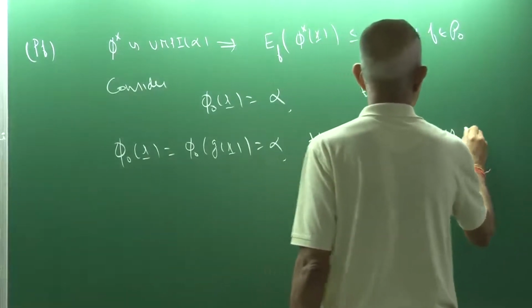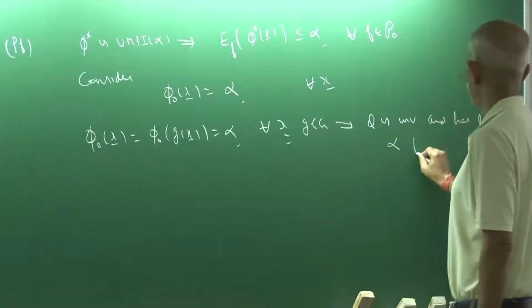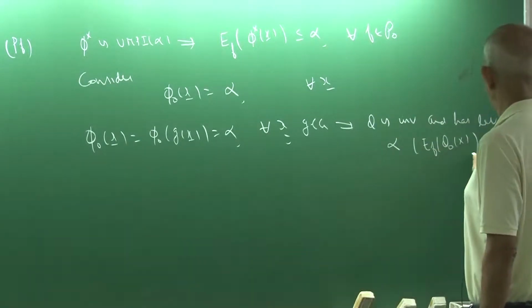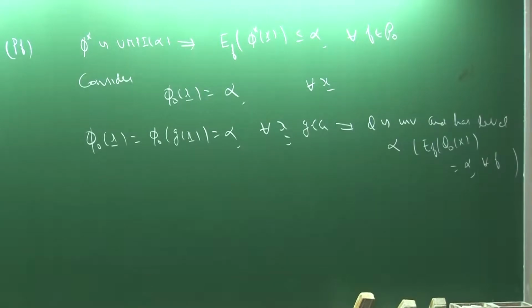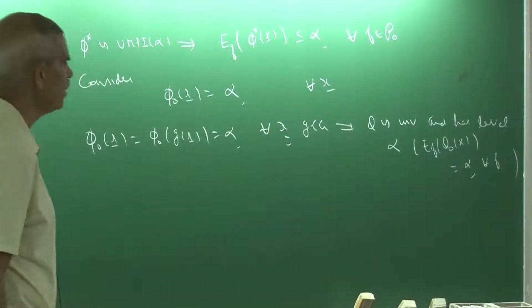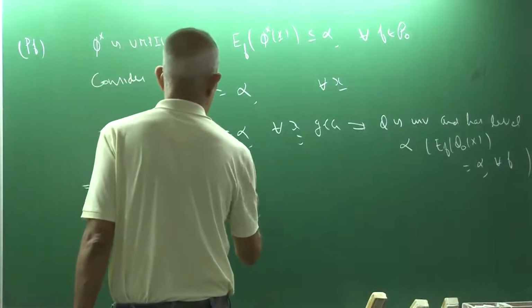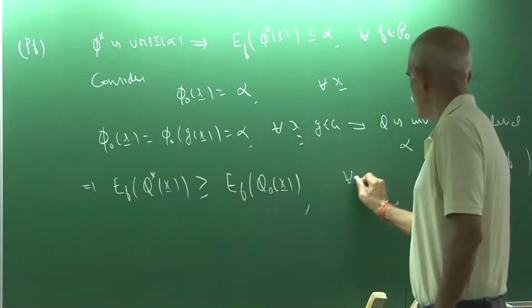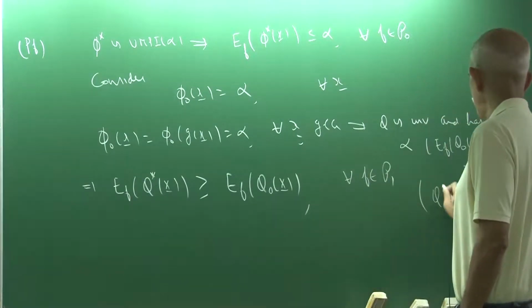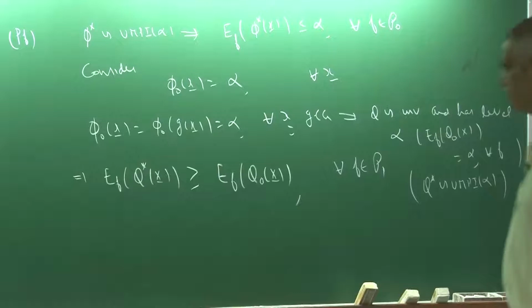This implies that phi naught is invariant and has level alpha. Why? Because the expected value of phi naught x is the same as alpha for every f, in fact, for every f belonging to P0. So phi naught is invariant and has level alpha, and phi star is UMPI alpha, so that means the power of phi star would be bigger than or equal to the power of phi naught. So this implies that EF of phi star x would always be greater than or equal to EF of phi naught x, and power is the expected value of the power function for every f belonging to P1. Why? Because this is due to the fact that phi star is UMPI alpha and phi naught is any invariant test of level alpha.